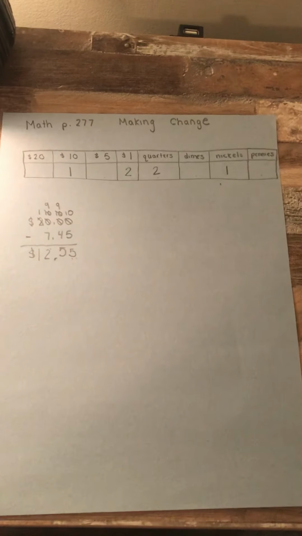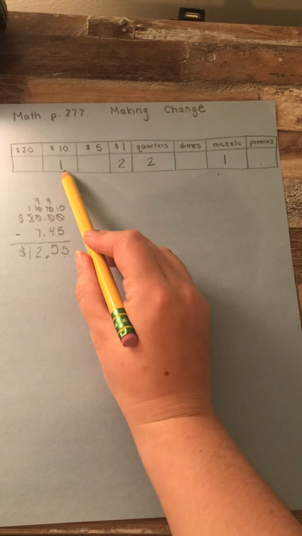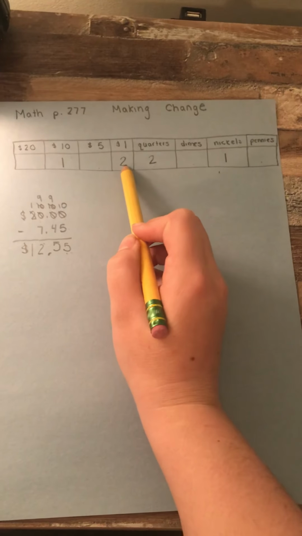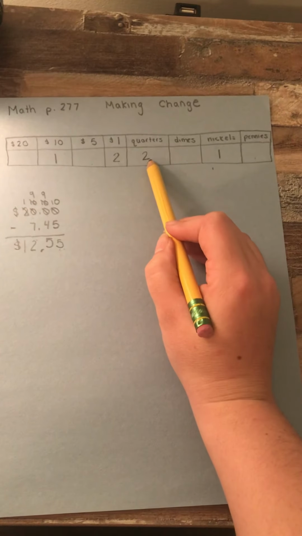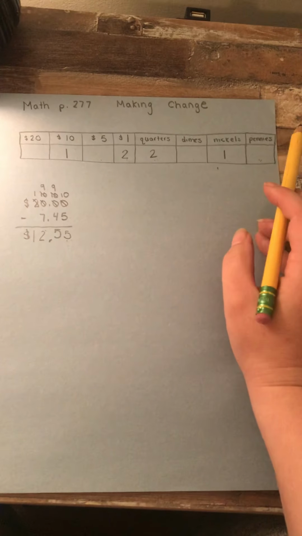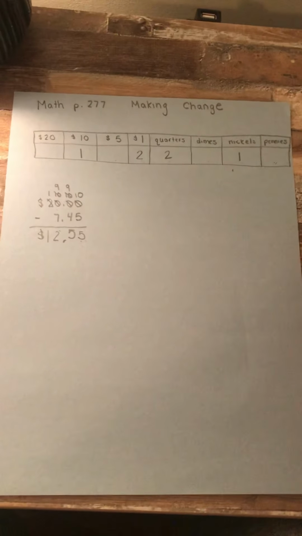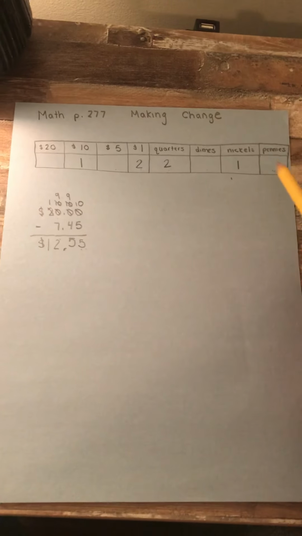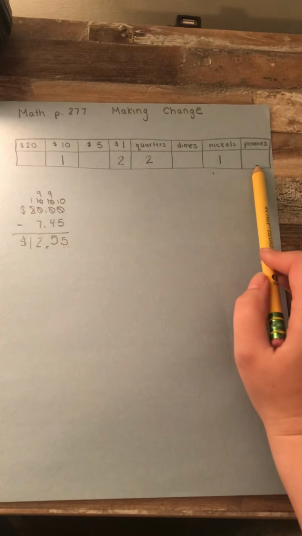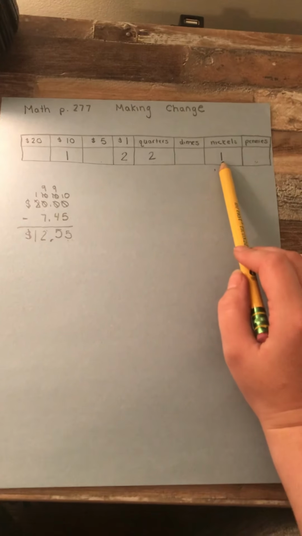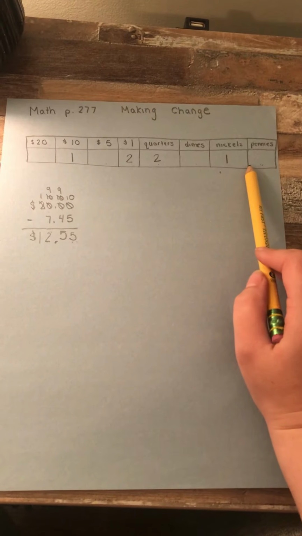So now I'm going to go back and double check. Now I have 10, 11, 12, 12.25, 12.50, 12.55. Now, you could have given her 5 pennies, but when you're making change, you want to give them the least amount of dollars and coins possible. Okay, so I wouldn't put 2 quarters and then 5 pennies because I can just give a nickel instead of the 5 pennies.